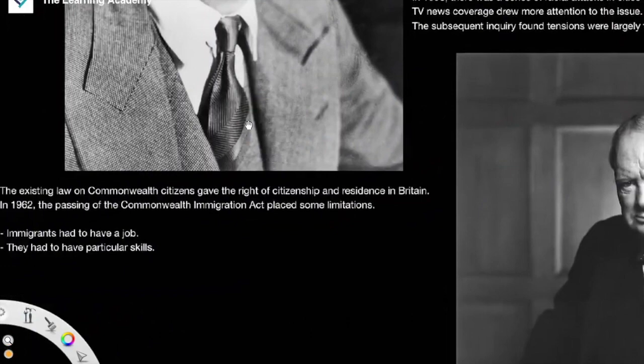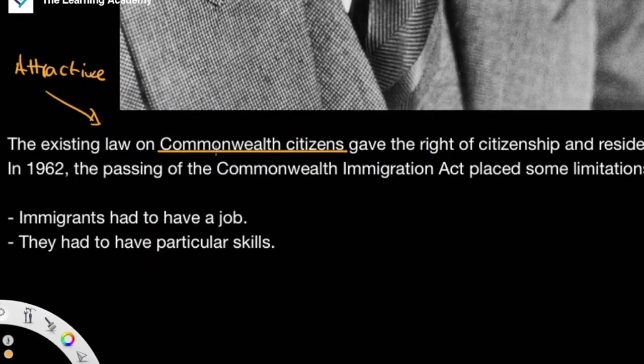So when it comes to the legal regime that existed in this period of time, the legal regime governing the influx of Commonwealth citizens into the United Kingdom, effectively the existing law gave Commonwealth citizens the right to citizenship and residence in Great Britain. And this was obviously very attractive to people who were living in more developing areas in the world and wanted to move into this very highly industrialized, high paying area, especially with the economic prosperity that was taking place as well.